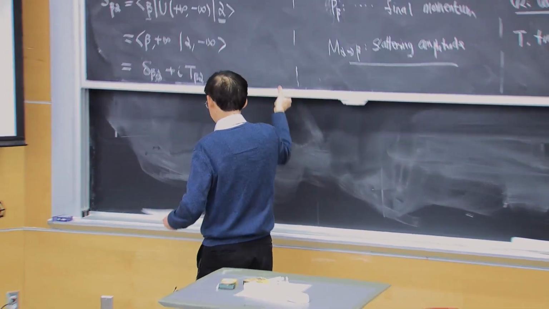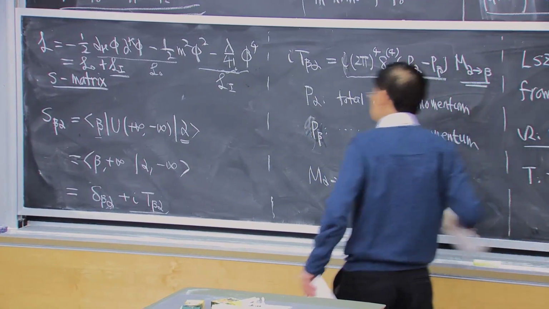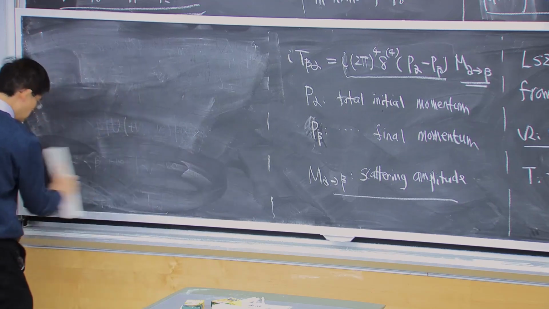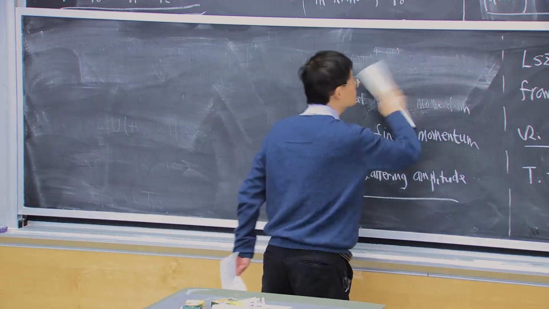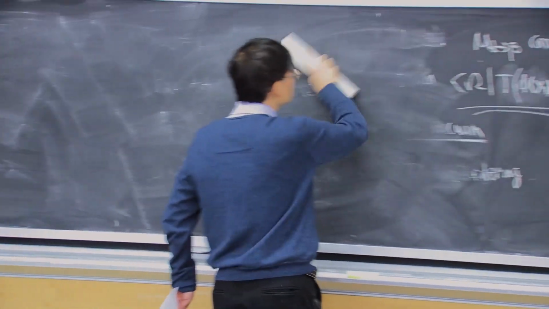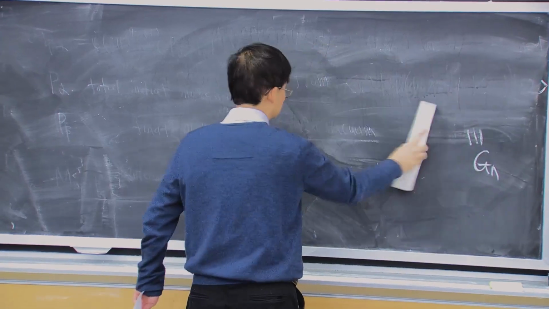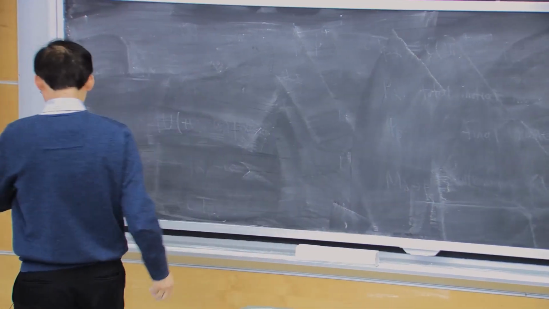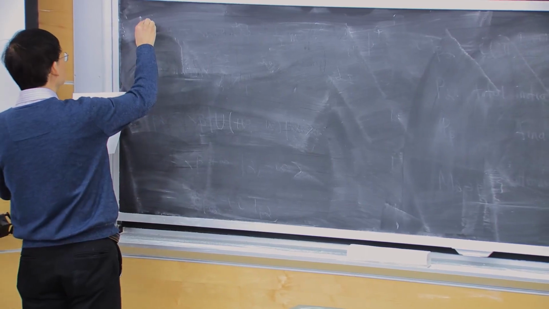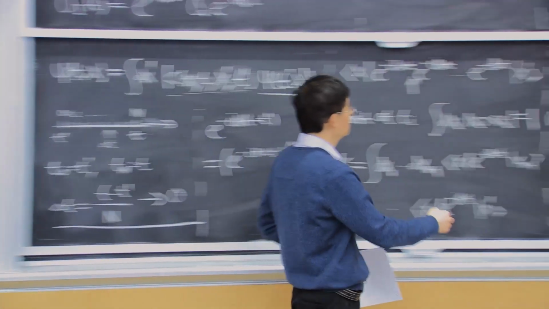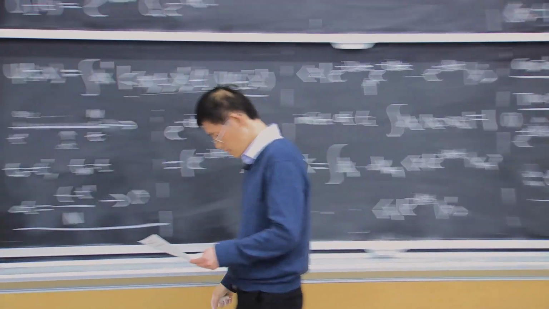So the second thing you can show: now you plug this factorized form into this expression, and now you can compute this xi plus 1 matrix element.